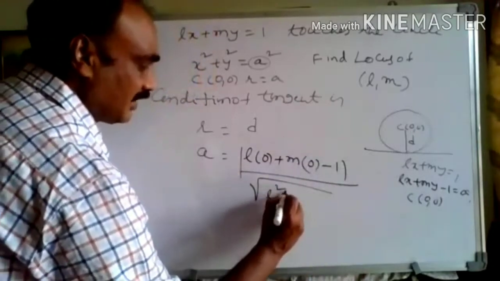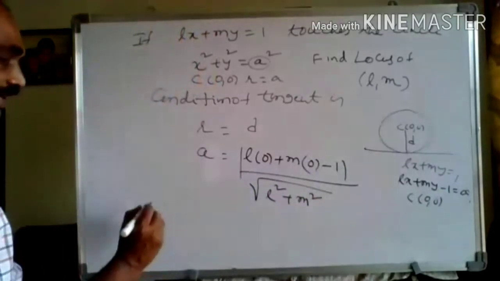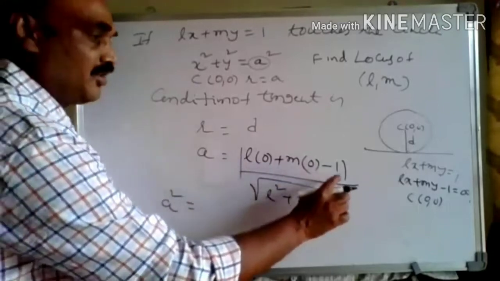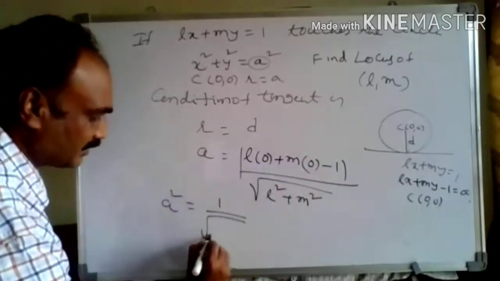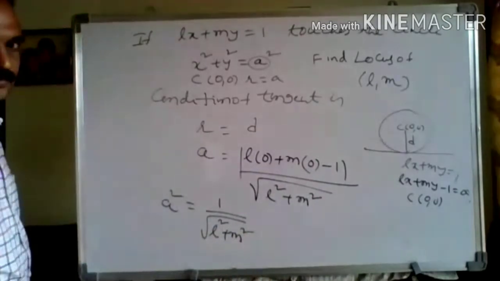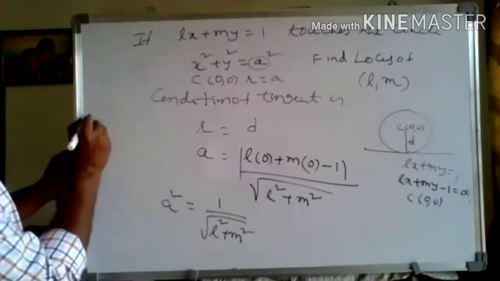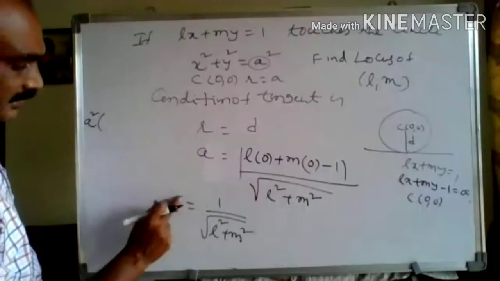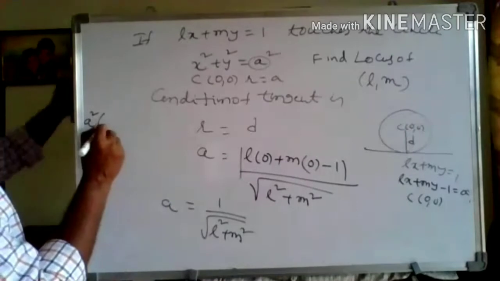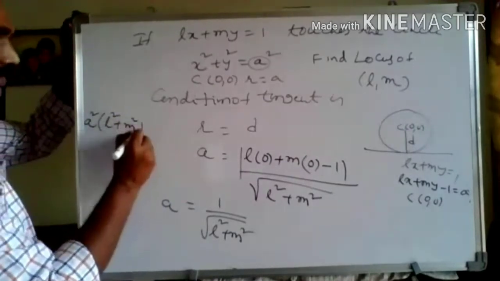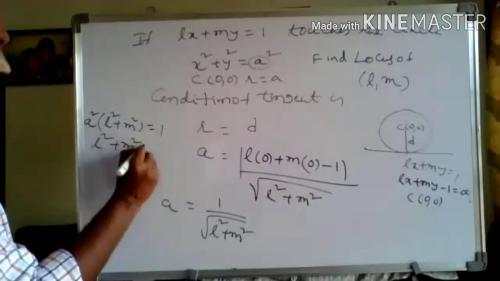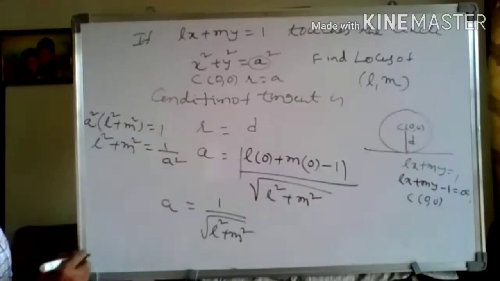a is L square, b is m square. So a is equal to mod of minus L into 0 plus m into 0, mod of minus 1 by root of L square plus m square. So a is equal to 1 by root of L square plus m square. A square into L square plus m square is equal to 1. So L square plus m square is equal to 1 by a square.